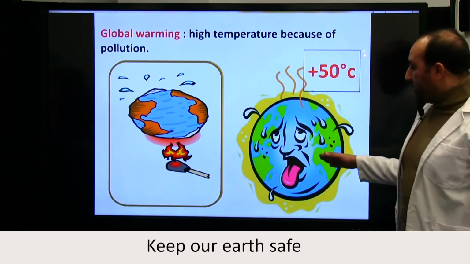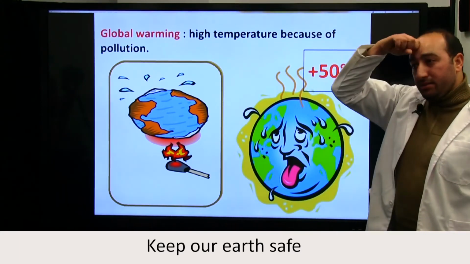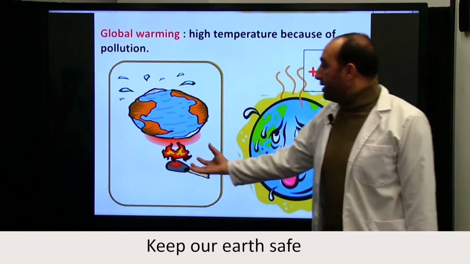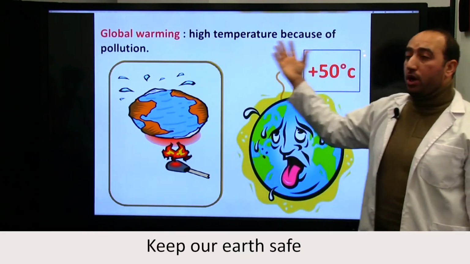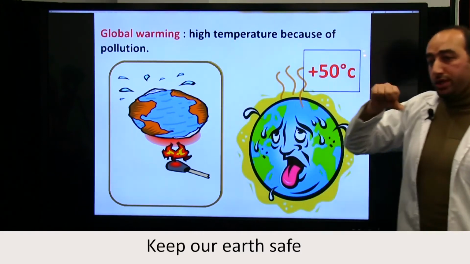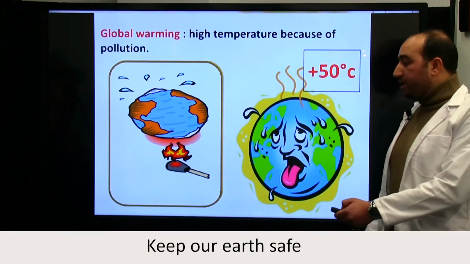As you can see, the earth is sweating and it's burning. It means that there is a high temperature because of pollution. So this is one of the immediate consequences of pollution.